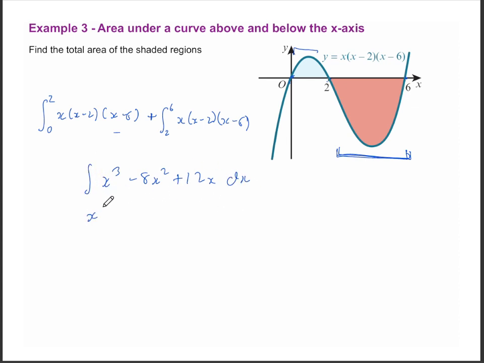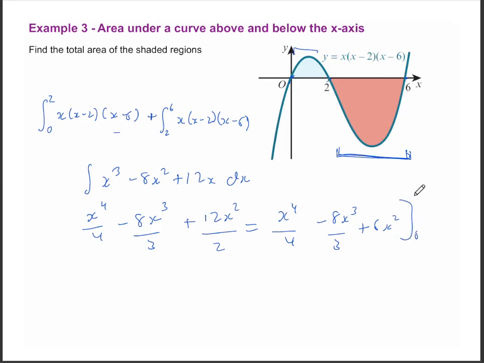Integrating this would give us x to the power 4 over 4 minus 8x cubed over 3 plus 12x squared over 2. And again, simplifying this will give us x to the power 4 over 4 minus 8x cubed over 3 plus 6x squared. We're going to apply the limits of 0 and 2, and then we're also going to apply the limits of 2 and 6. Applying limits of 0 and 2 will give us 2 to the power 4 over 4 minus 8 times 2 to the power 3 over 3 plus 6 times 2 to the power 2.